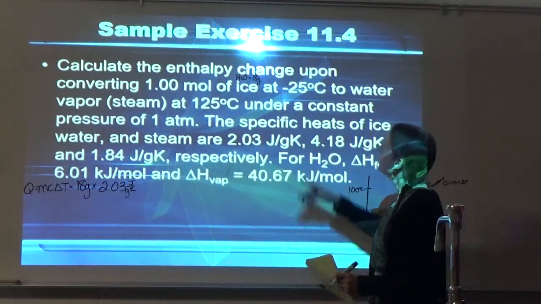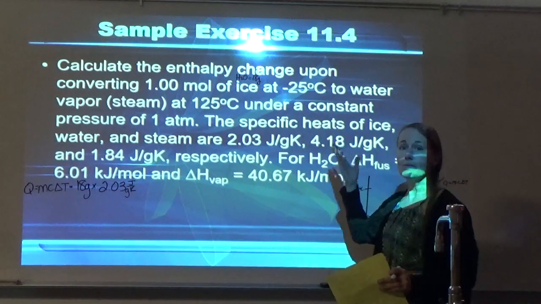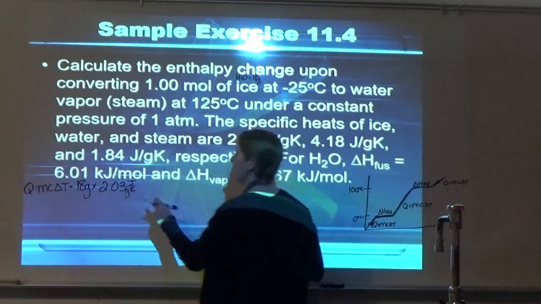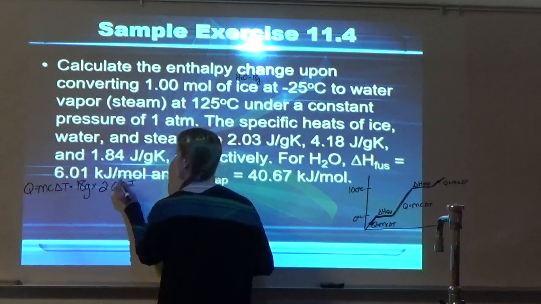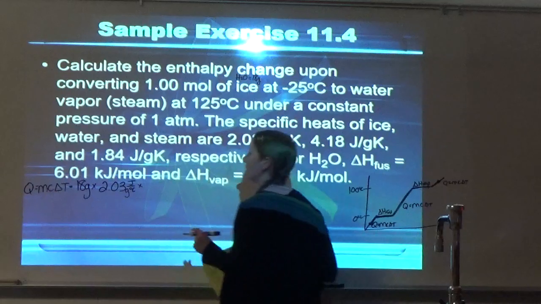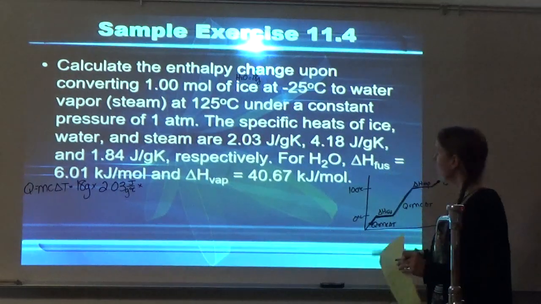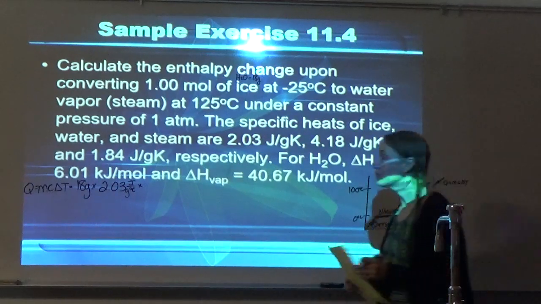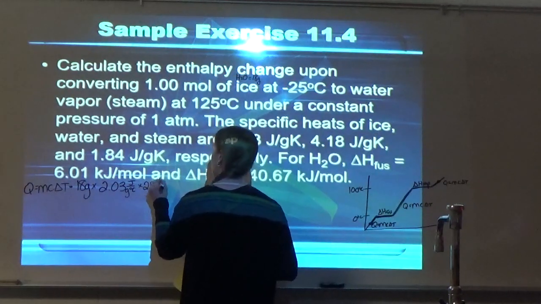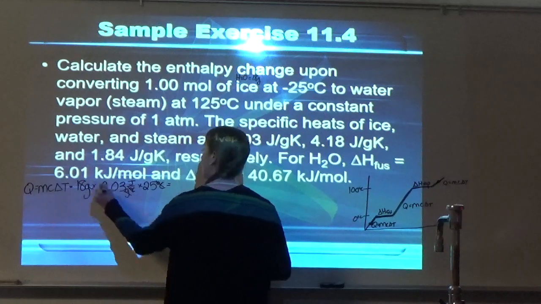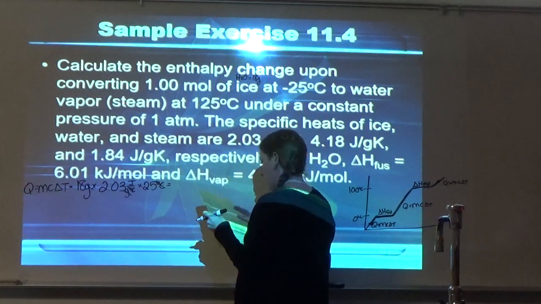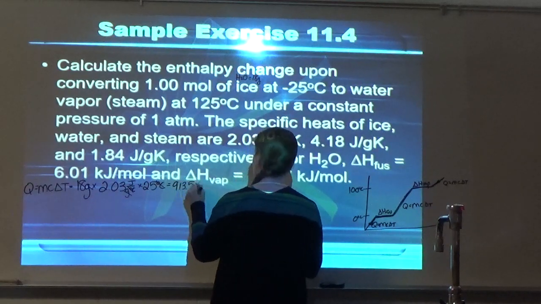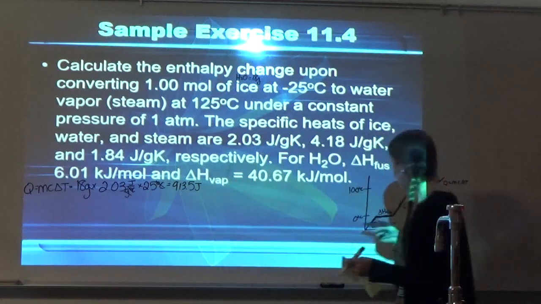They gave me the temperature in Celsius, but it doesn't matter. A difference in Celsius and a difference in Kelvin is the same. So I like to change this to degrees Celsius so I can see it cancel out. Here I'm going from negative 25 to 0, so 0 minus negative 25 is 25 degrees Celsius. My Celsius and grams cancel. Once I solve for this, I got 913.5 joules.